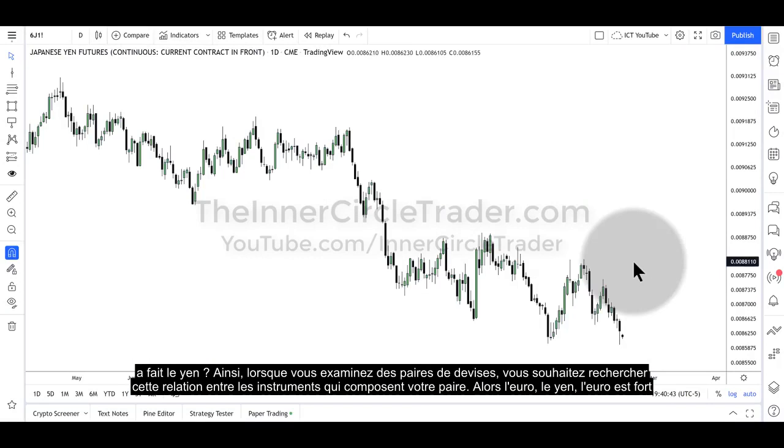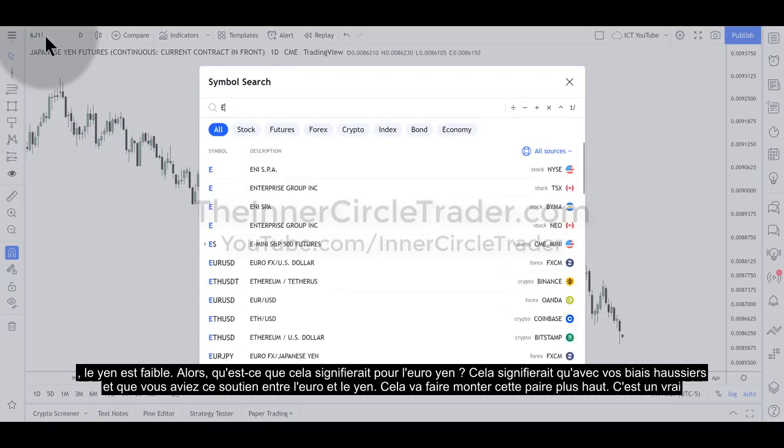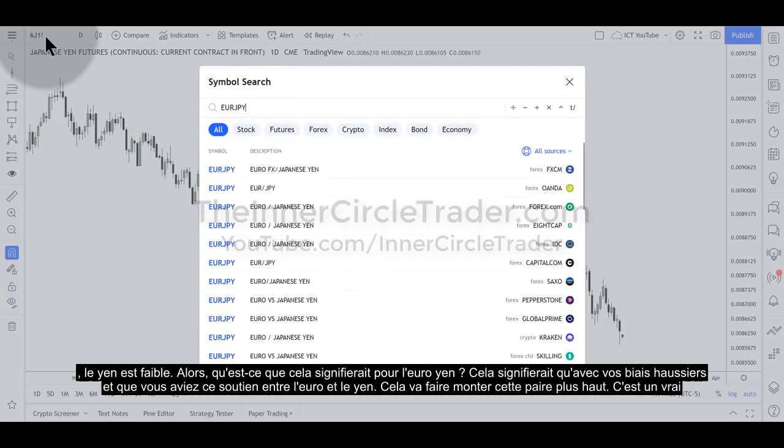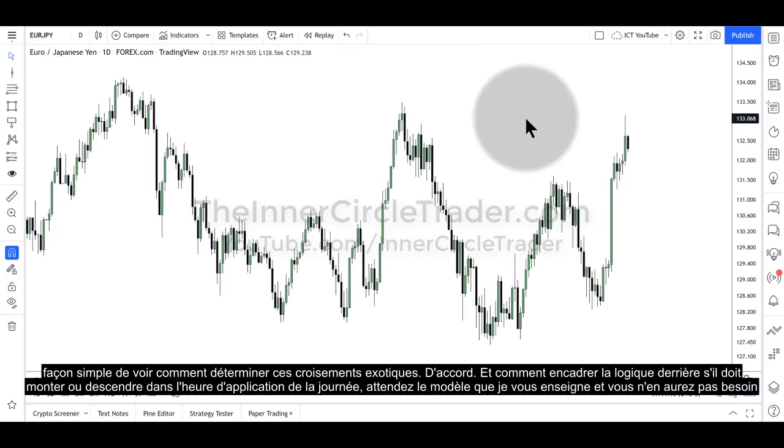When you look at Forex pairs, you want to look for that relationship between the instruments that make up your pair. So euro yen: euro is strong, yen is weak. So what would that mean for euro yen? It would mean that if your bias is bullish and you have this underpinning between euro and yen, this is going to make this pair go higher. It's a real simple way of looking at how to determine these exotic crosses, and how to frame the logic behind whether it should go higher or lower.